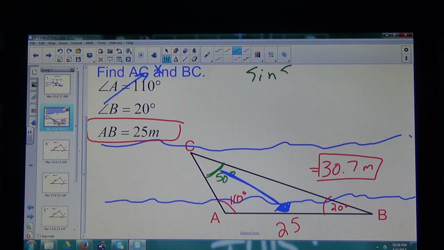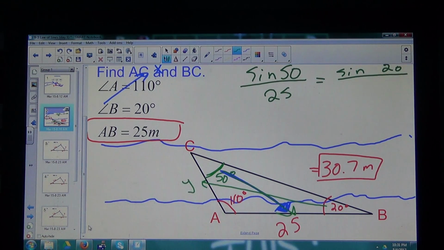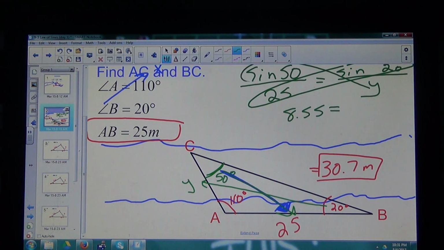Since I know the angle and its opposite, I'm going to do the same thing. It's going to be sine of my angle, 50, over its opposite, which is 25, because they are across from each other, equals sine of, which one haven't I used yet? I haven't used the 20. So now it's sine of 20 over its opposite. We will call that y because I don't know what it is. Then I do the same process. So now it's sine of 20, put that in parentheses, times 25. And that gives me 8.55, equaling, if you cross multiply, sine of 50 times y.